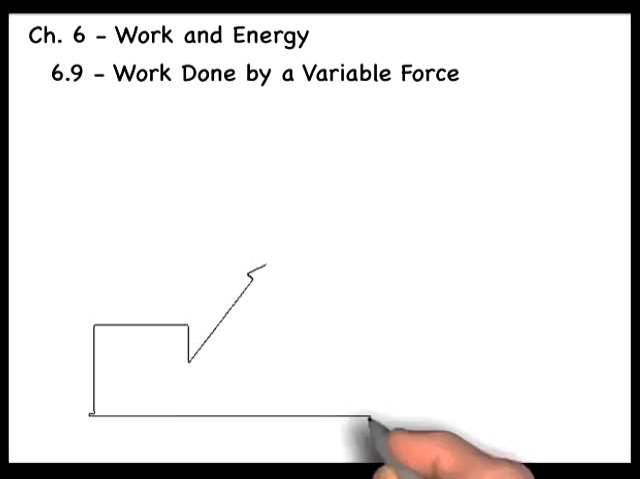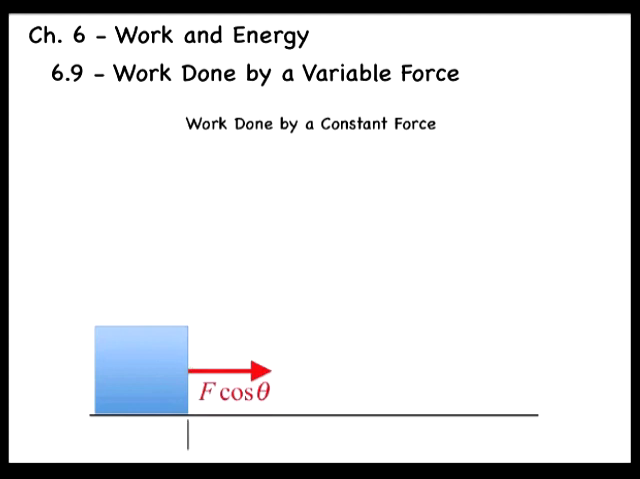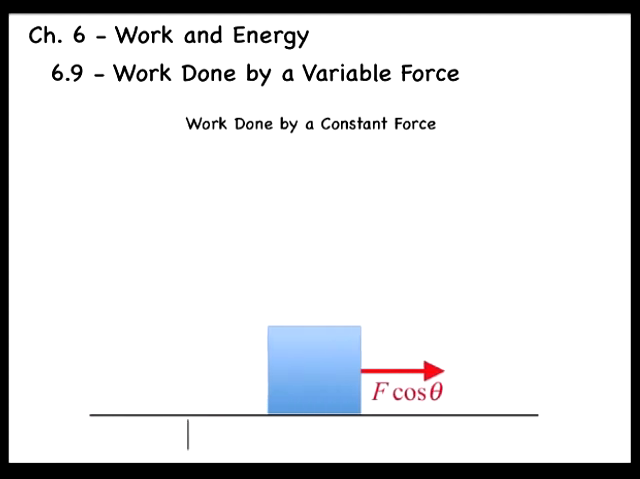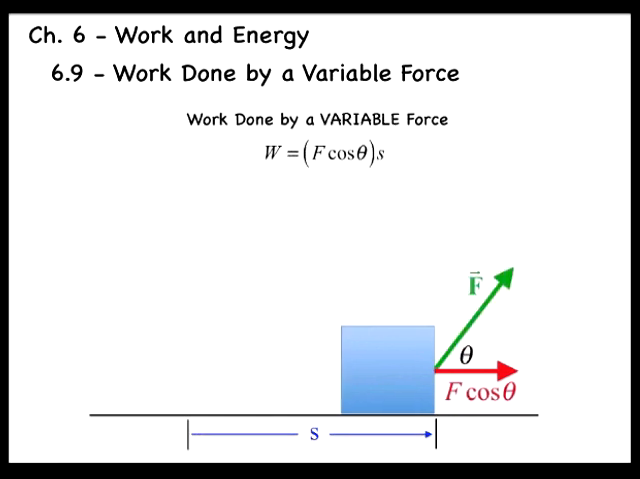We now discuss the work done by a variable force. Consider again the case of the work done by a constant force F acting on an object at an angle theta relative to its displacement s. In this case, the magnitude of the force and the angle theta are constant, and the work is equal to F cosine theta times s.